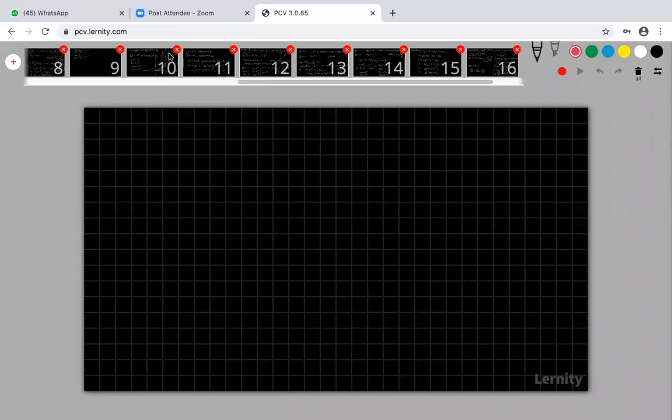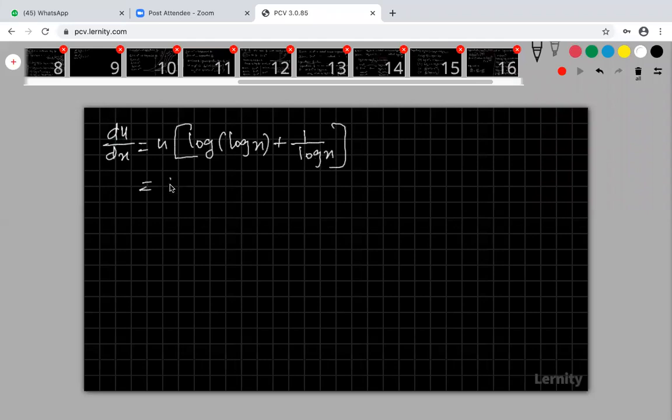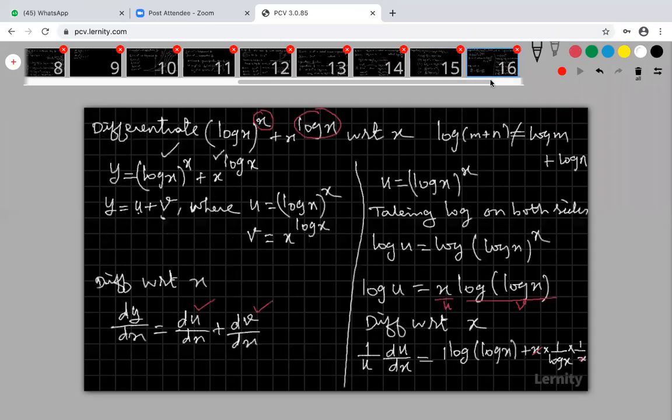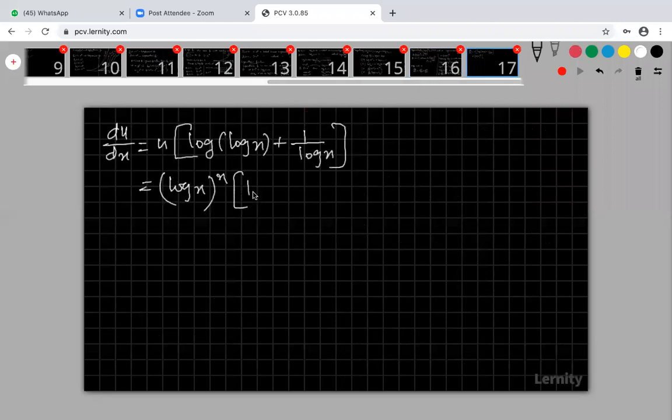Okay, so now look at that. I'm going to write my du by dx. My du by dx is nothing but u into log of log x plus 1 by log x. What is my u? My u is nothing but log x power x. So applying that, log x power x, log of log x plus 1 by log x. This is my du by dx.